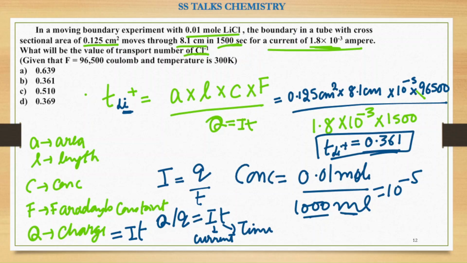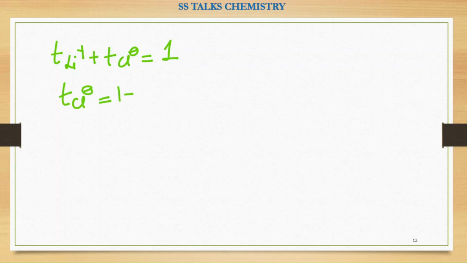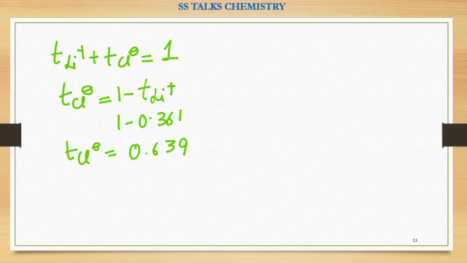Now we need to find this for the chloride ions, right? So now the transport number of the lithium positive plus the transport number of the chloride ions is equal to unity. So transport number of the chloride ions we can find as 1 minus the transport number of the lithium positive, that is 1 minus 0.361, which comes out to be 0.639. So this is the transport number of the chloride ions that we wanted to find out.